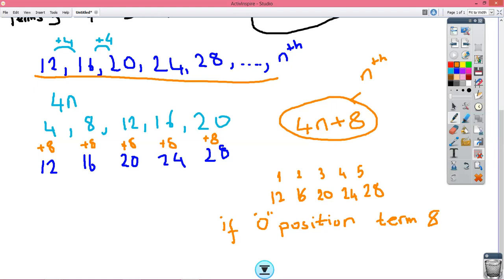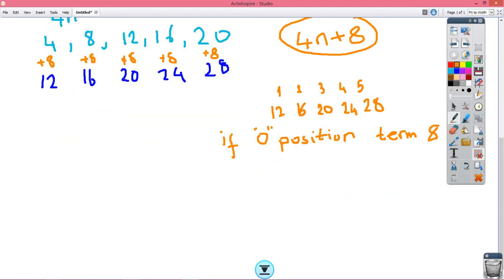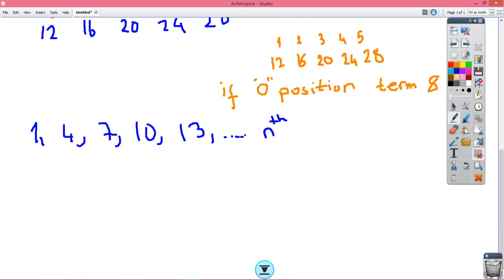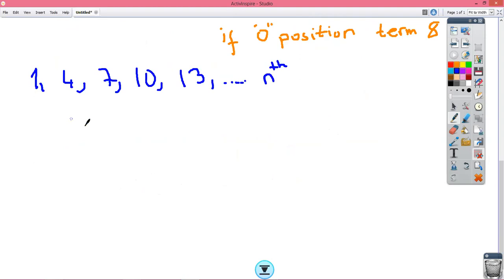Any question? No. Okay, let's continue. Let's try to do another example. The other example is this one. I have a sequence here: 1, 4, 7, 10, 13, and so on. What will be the nth term? Here what we are going to do is make a position and term table.